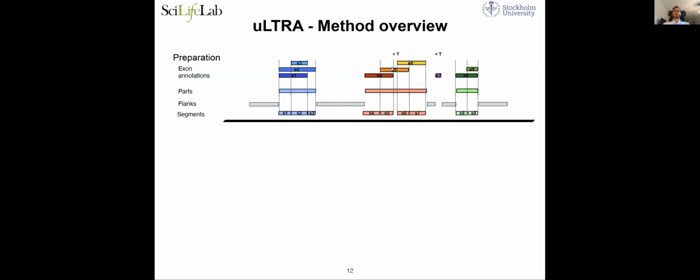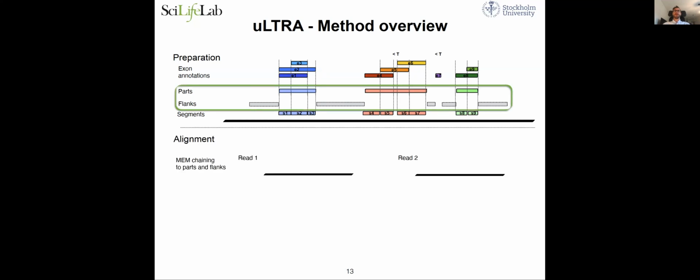And we also store exons. So these are the 4 different aspects or sequences that we store for the alignment. And the alignment itself is structured into 2 different parts. So for the first step, we use the parts and flanks here.